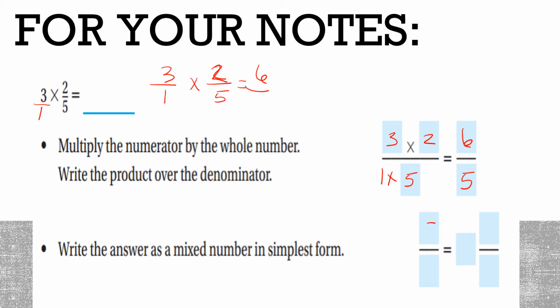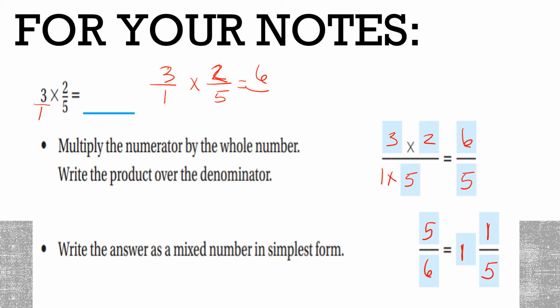So 6 over 5 equals what mixed number? How many groups of 5 can I make out of 6? Of course, it's only 1. And 6 minus 5 is 1 left over out of 5. So the answer is 1 and 1/5. I can always check that by doing the reverse, change it to an improper fraction. 5 times 1 is 5, plus 1 is 6 over 5. That's what I had to start with. And it really is that simple.